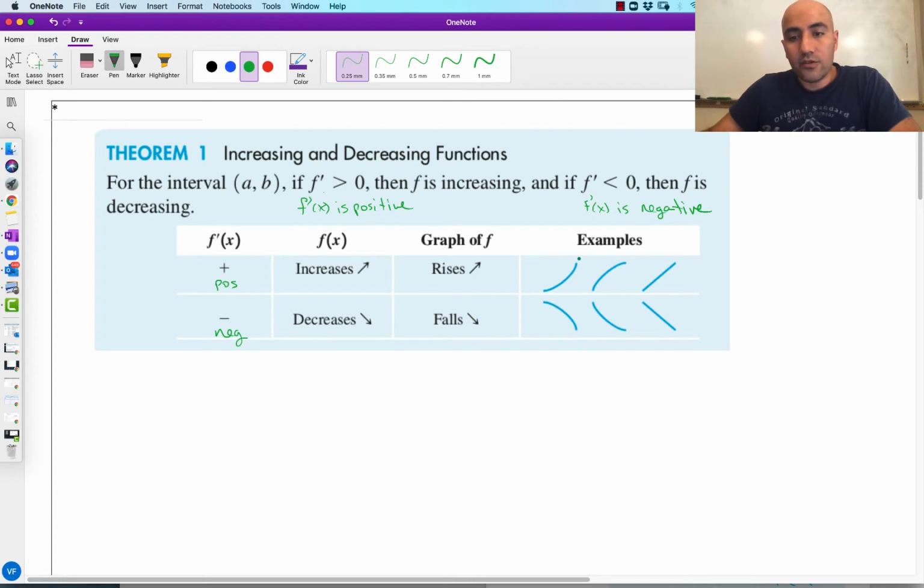Maybe the graph looks like this in that little segment from a to b. When there's some little segment from a to b, the graph could be increasing. Or on that same little segment from a to b, the graph could be increasing this way. Or it could be a straight line. From a to b, it could be that the graph is increasing like this. So that's what these little examples are indicating.